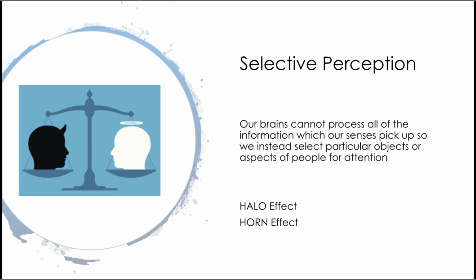The first one is selective perception. It usually happens when our brains cannot process all of the information which our senses pick up, so we instead select particular objects or aspects of people for attention. An applicant, for example, with a beautiful face comes to an interview and you perceive her to have a beautiful personality immediately, just because of having a beautiful face. It is a perception called halo effect. In contrast is horn effect. For example, an applicant comes to the interview wearing a color that you hate the most. Your mood switched and you evaluated negatively.